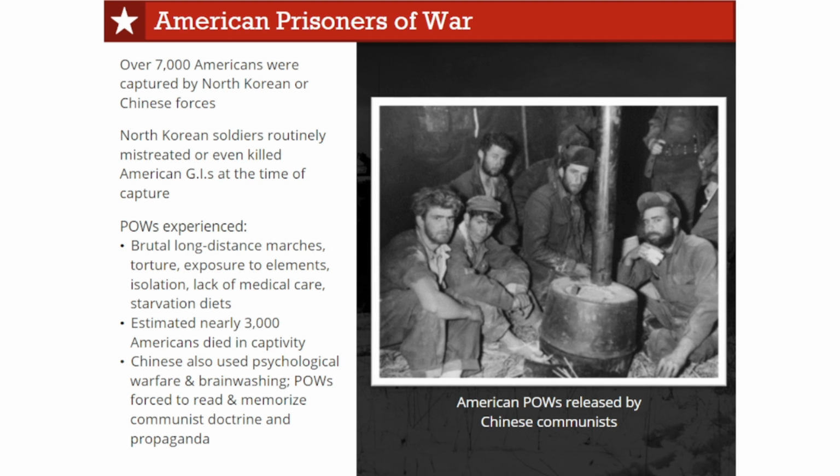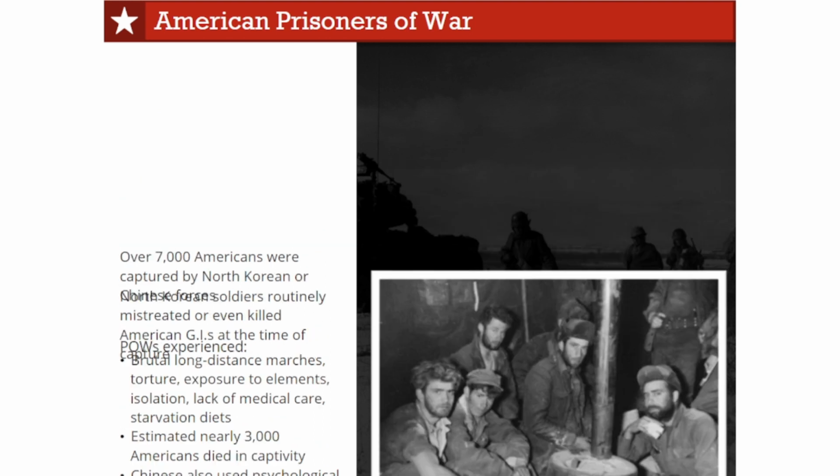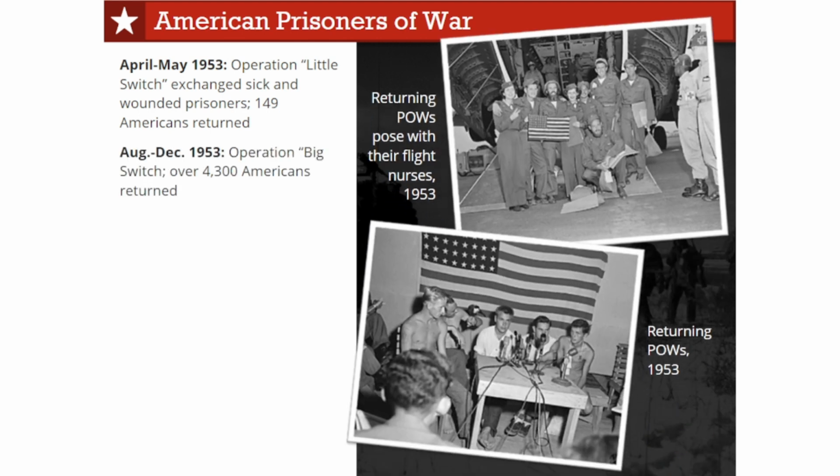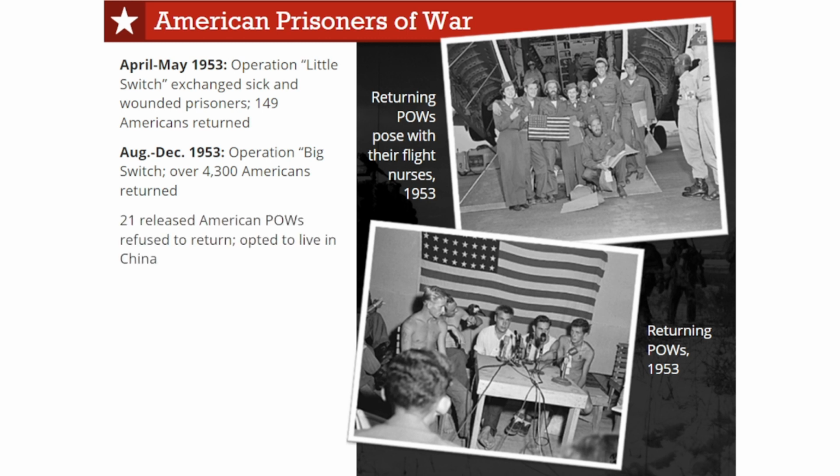soccer, gymnastics, and boxing. No prisoner exchanges took place until April 1953, when UN and communist forces traded sick and wounded prisoners in Operation Little Switch. Through this operation, 149 Americans made their way home. A few months after signing the armistice, Operation Big Switch returned over 4,300 American servicemen. 21 released American POWs refused to return home and chose instead to live in China.